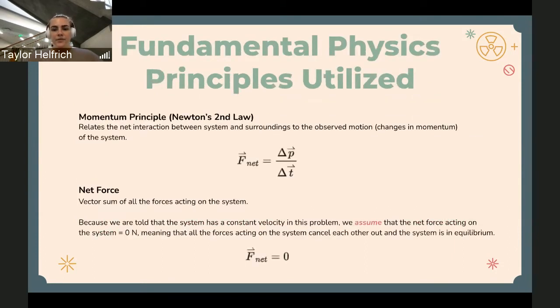Some of the fundamental physics principles utilized is Newton's second law, which just relates the net interaction between system and surroundings to the observed motion of the system. As you can see below, it's the change in momentum over the change in time. Next, we'll talk about net force, which is just the vector sum of all the forces acting on the system. But because we're told that there is a constant velocity in this problem, we assume the net force acting on the system is 0. So all of the system forces cancel out on each other and it's in equilibrium.